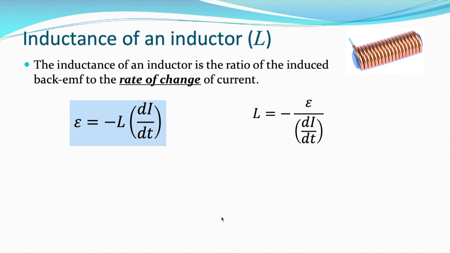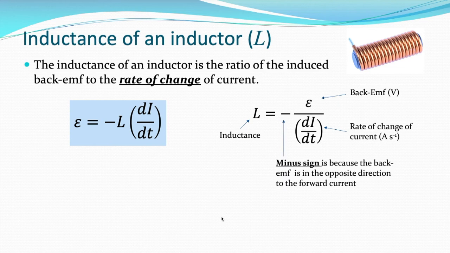Now, rate of change of current is always shown as di by dt inside brackets because it's a single number. We don't have to do any calculus. Don't worry about the calculus notation that's used there. Di by dt, the rate of change of current, will be a single number. So there's your back EMF, there's your rate of change of current, there's your inductance. And inductance is measured in Henrys. There's a minus sign in that relationship because the back EMF is in the opposite direction to the forward voltage that produces the current.